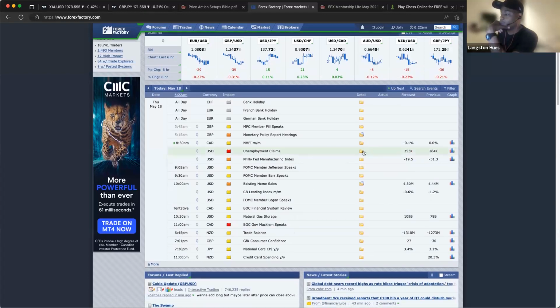Unemployment claims will move the markets. So previous is 264,000. The forecast is 253,000. So they're projecting that the unemployment claims have dropped. And what it means for the dollar is that if the actual is less than the forecast, then the dollar strengthens and gold shall decline. But if it's actually higher than the forecast, then that's unfortunate. And the dollar will weaken and gold shall shoot up. Gold shall rise. Okay, let's see what this is.